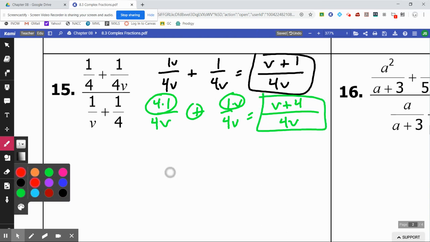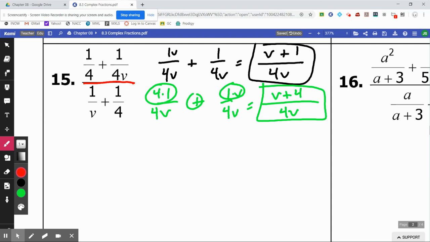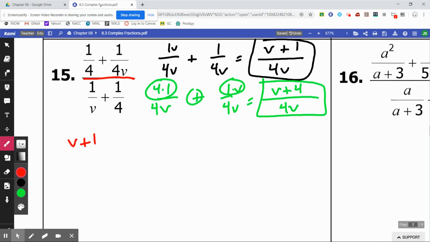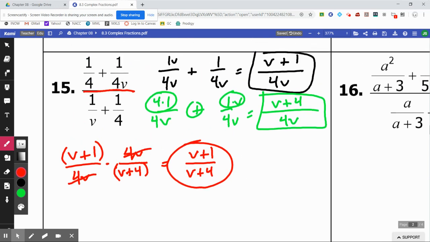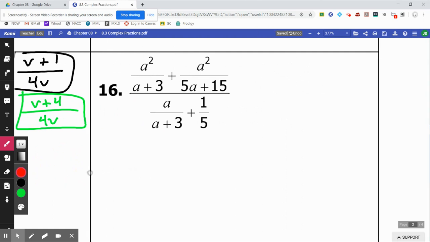Now let's combine the two by dividing. The top divided by bottom will be top. To divide, you're going to flip and multiply the bottom. So you now have a 4v over v plus 4 on the bottom. These are binomials, so you can put them in fraction or parentheses. 4v and 4v completely cancel each other out and leave you with a v plus 1 on top and a v plus 4 on bottom. And the last one, number 16.